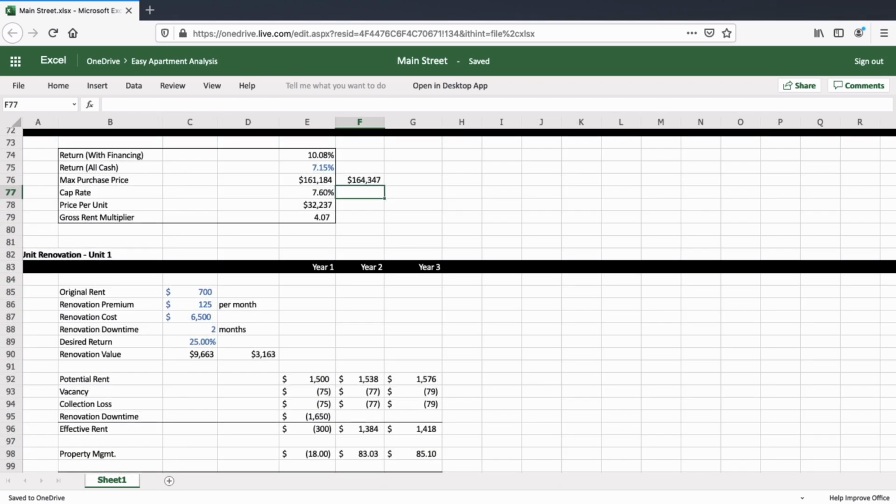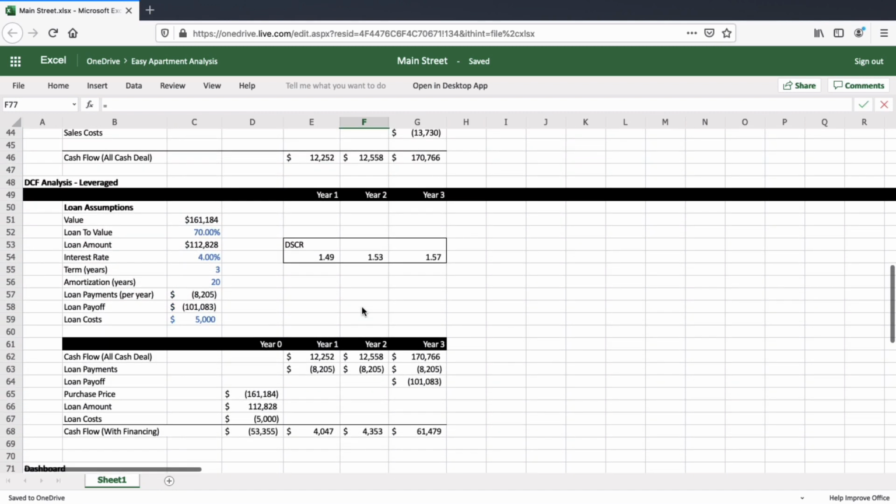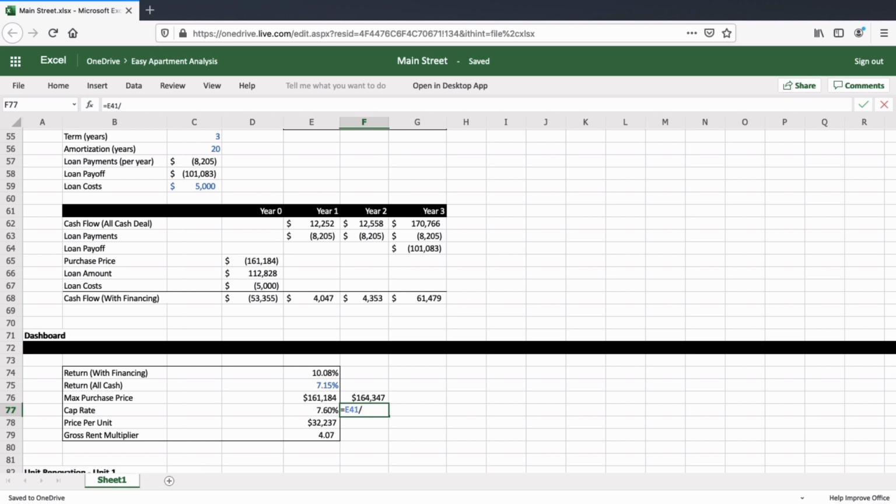So one thing I want to show you here is because we're increasing the maximum purchase price, our cap rate is going to go down. And to calculate the cap rate with that new maximum purchase price equals the net operating income for year one. Remember, we have to use year one for apples to apples comparison down there. This isn't a year two analysis. We're doing year one net operating income cap rate on year one. And then we're going to divide by that higher purchase price. And we're going to get a lower cap rate.